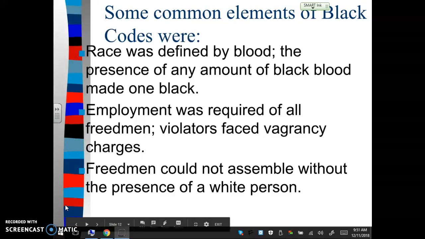If you were somebody who did not work, you were considered a vagrant, or basically you were committed on charges of not having a job. You could also not assemble in public without the presence of a white person, because that was seen as dangerous towards society. So these very racist laws were being put forth in the southern states under these Black Codes, under the presidential plan put forth by Andrew Johnson.